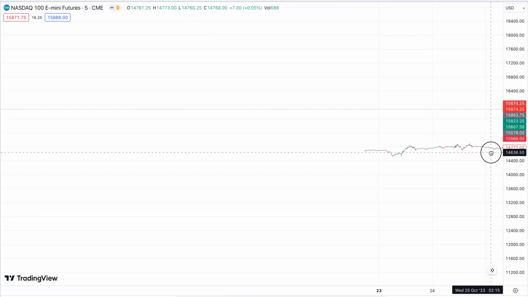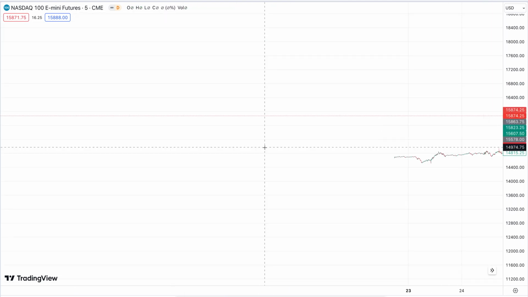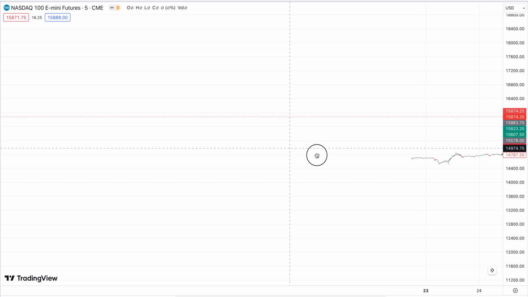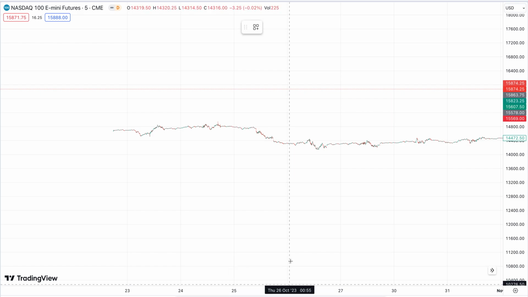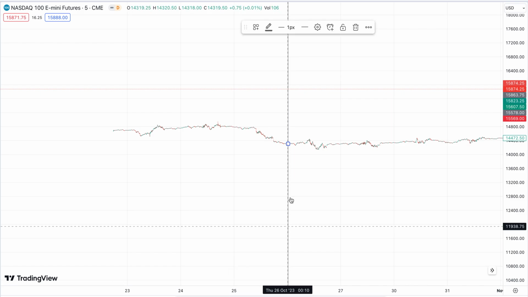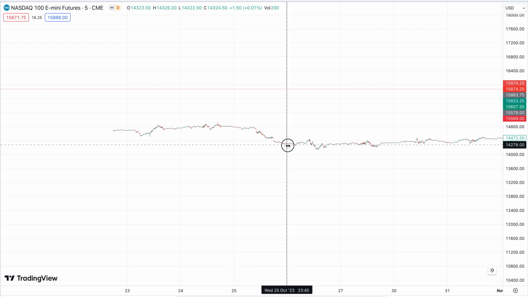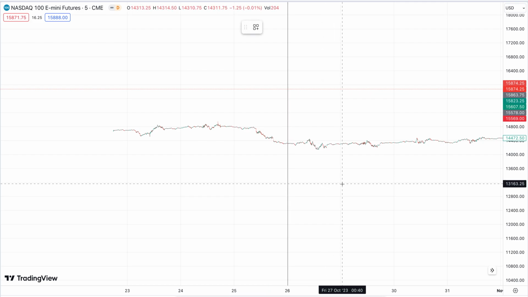Random point in time. It's all done on a 5-minute chart. I'm not going to change the time frame. Let's just do 26th October. So that is midnight. It is midnight.